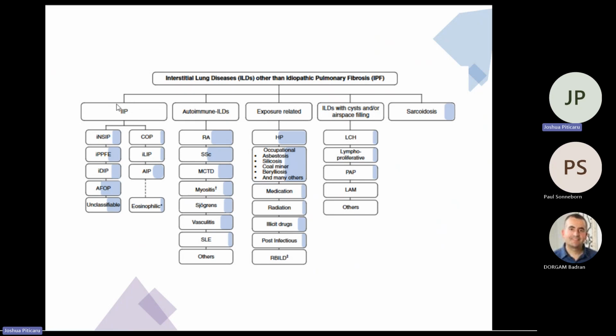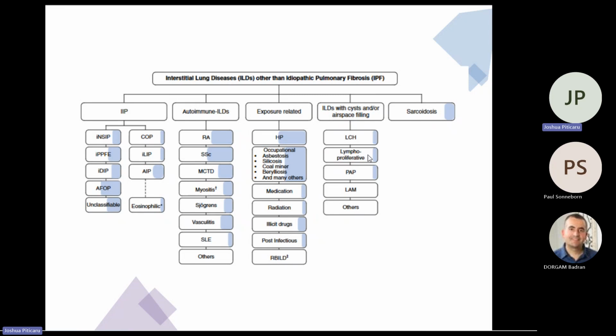So idiopathic interstitial pneumonias, which just don't have any defined cause. So there's plenty of types. We don't need to know all of these for inpatient and ICU purposes. And when we know the cause, it's either autoimmune from all the things we know, or exposure related, like occupational exposure or medication, radiation, something like cocaine or heroin, infectious, RBILD, smoking associated.